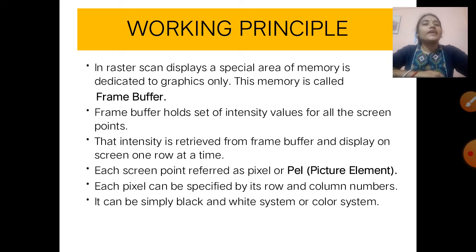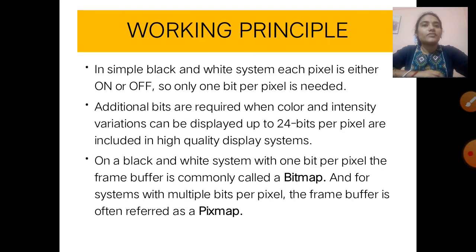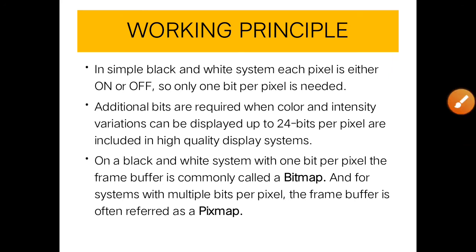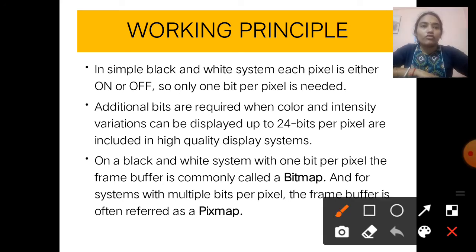It can be simply a black and white system or a color system. In a simple black and white system, each pixel is either on or off, so only one bit per pixel is needed. On means 1, off means 0.